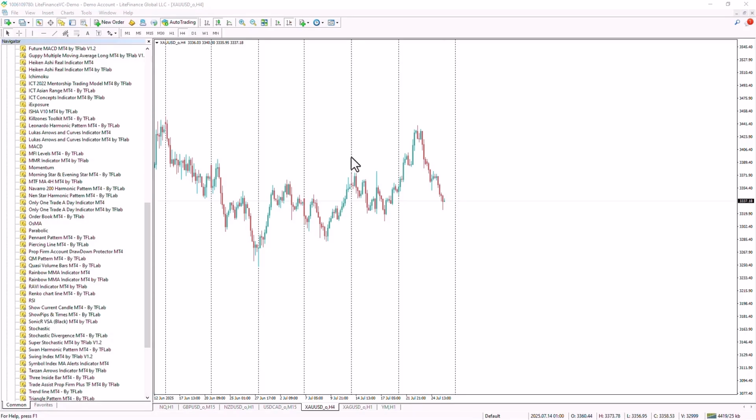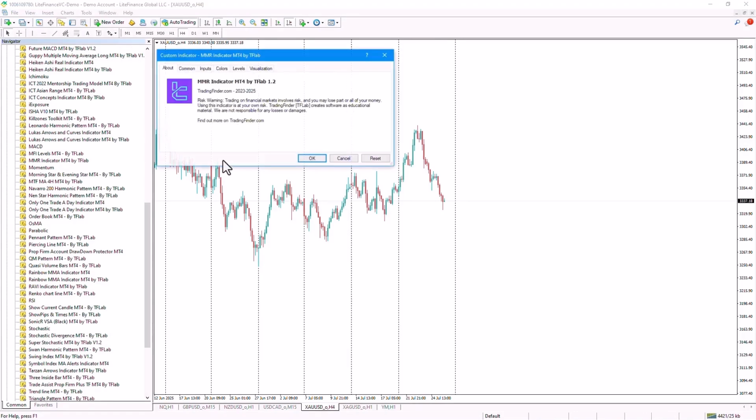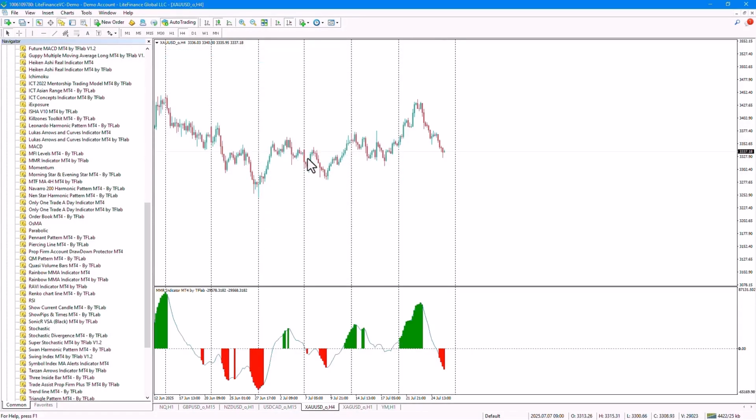From the Navigator section, we select the indicator file and by dragging the file onto the chart, we run the indicator. Once the indicator is placed on the chart, an oscillator window appears at the bottom of the chart.